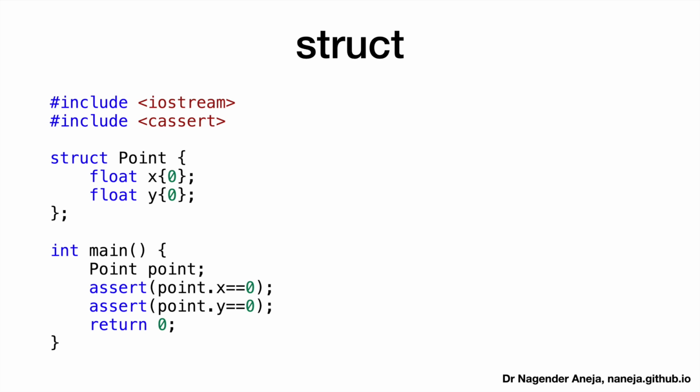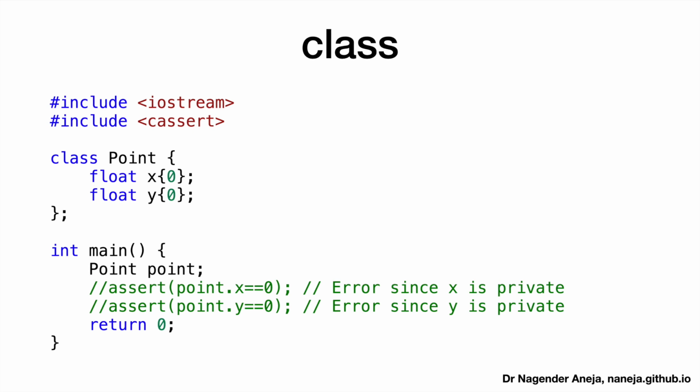This is another example of a struct. We have iostream and assert. We created a point with x and y. We have initialized x and y to 0, and we created another object, point, and then we can check whether these two values are 0 or not. Both will be true. So point.x will be 0 and point.y will also be 0.